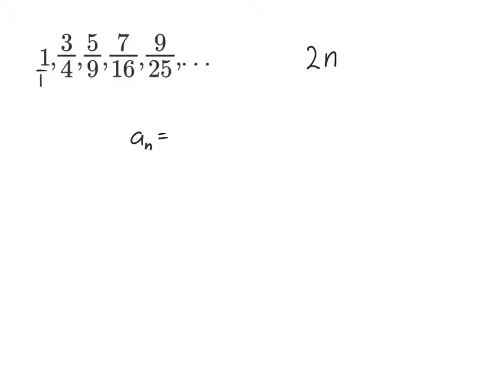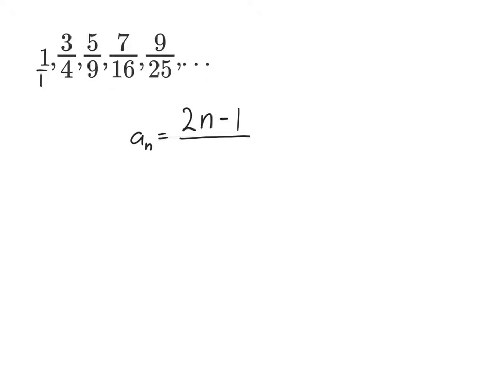So what I'm going to do is take this number and subtract 1. And if you notice, if I plug in 1, I'll get 2 minus 1, which is 1. Second term is going to be 2 times 2, which is 4, minus 1, which is 3. Third term is going to be 2 times 3, which is 6, minus 1, which is 5. So this is going to actually be the top of my nth term. And now I need to find the bottom.